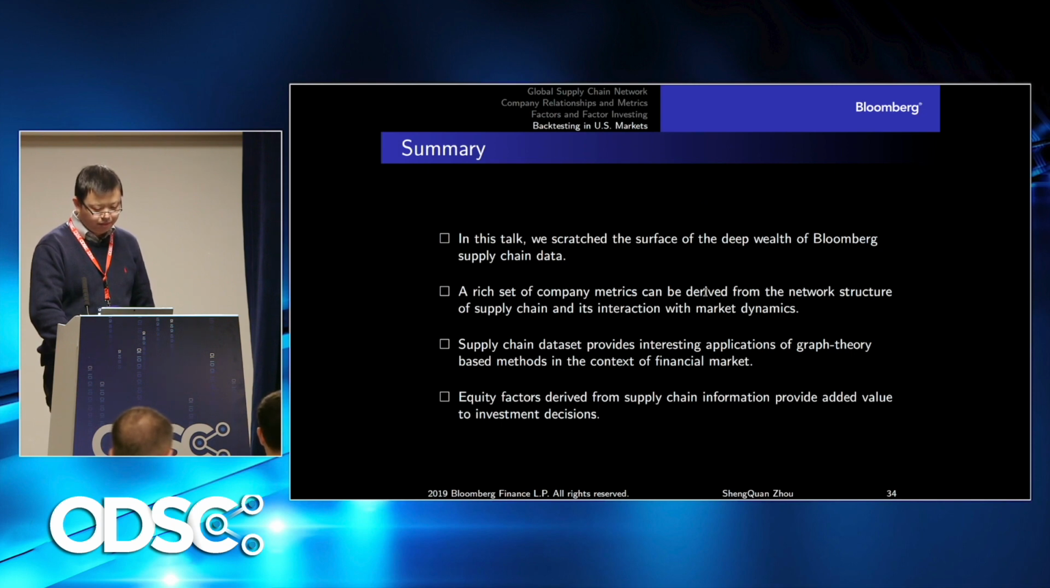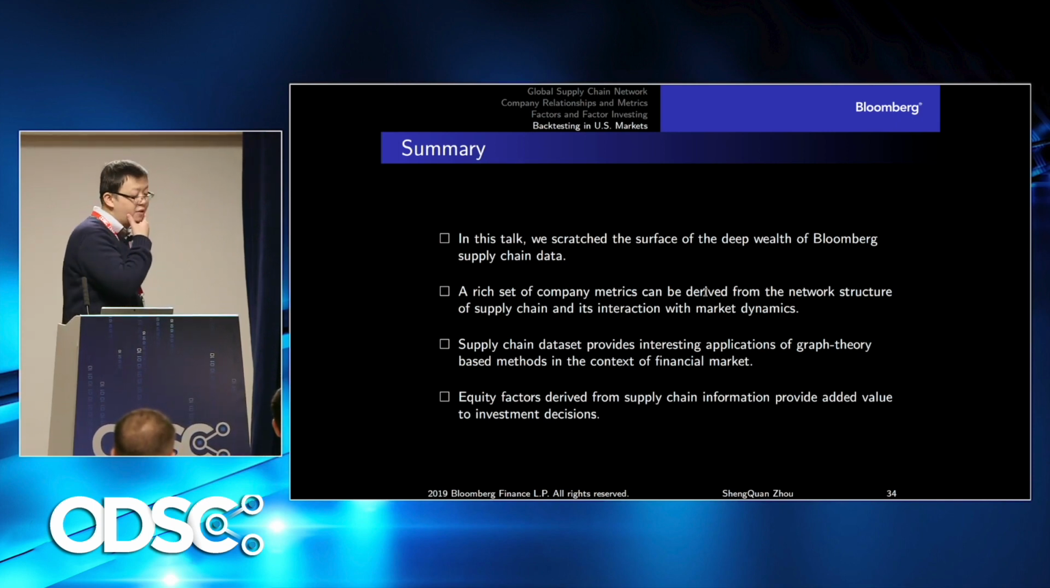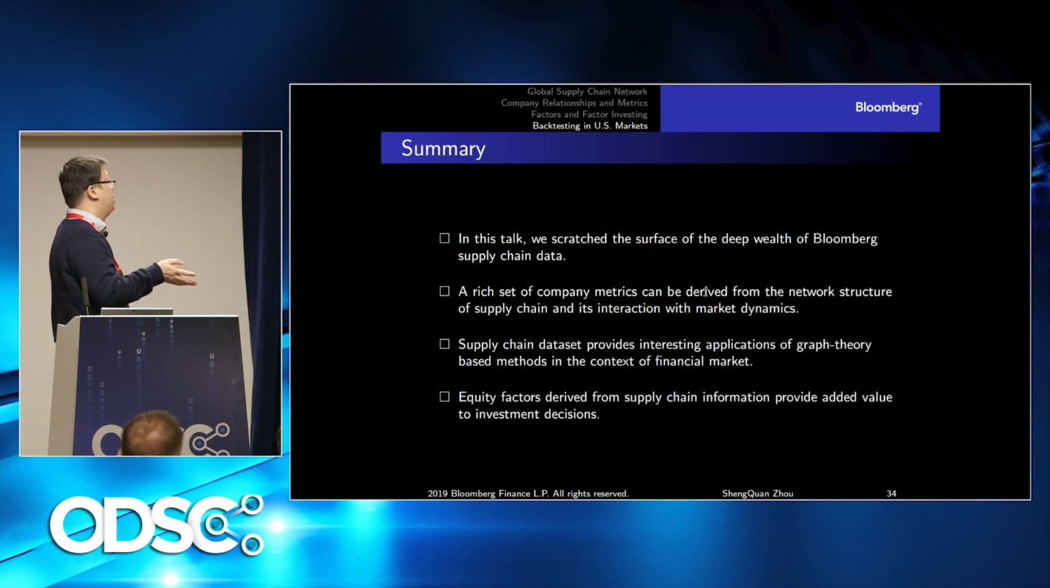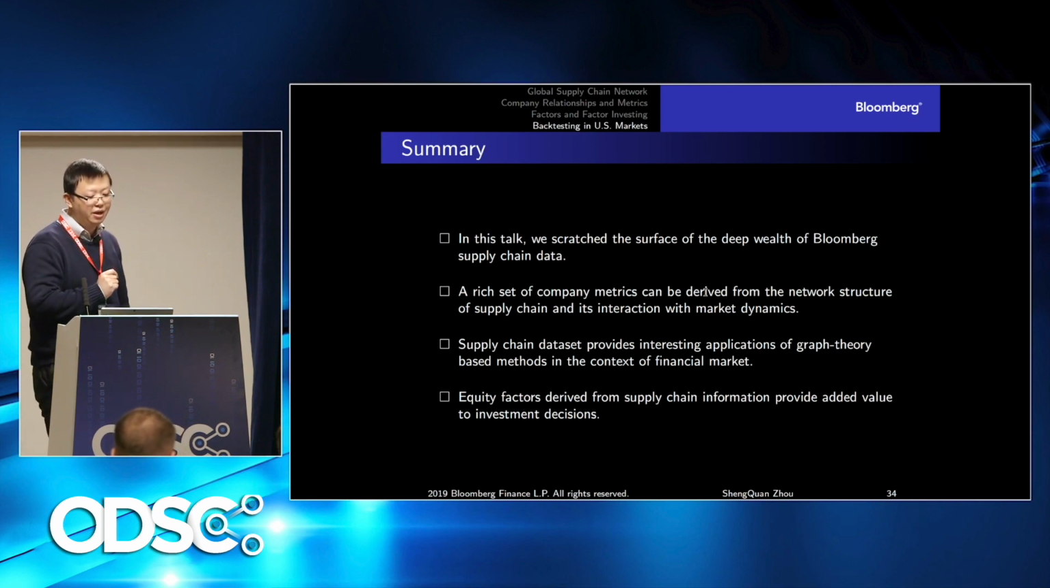So this is the end of the talk. We briefly scratched the surface of the Bloomberg supply chain dataset. I would like to present this at a data science conference because it's a rich field for you to experiment with the network structure of supply chains and their interaction with market dynamics. And from an academic point of view, it also provides interesting use cases for graph theory-based methods. And hopefully we provided evidence that equity factors derived from the supply chain provide added value to the investment process. Thank you.